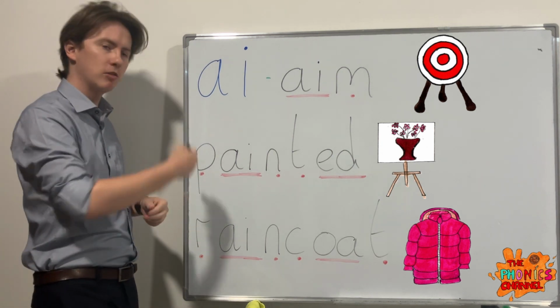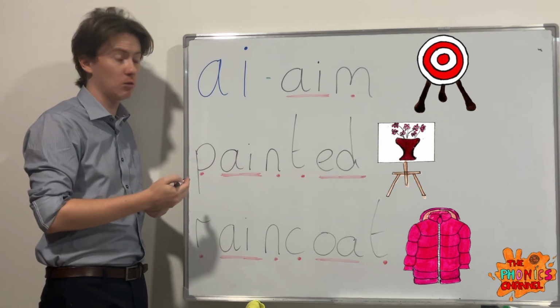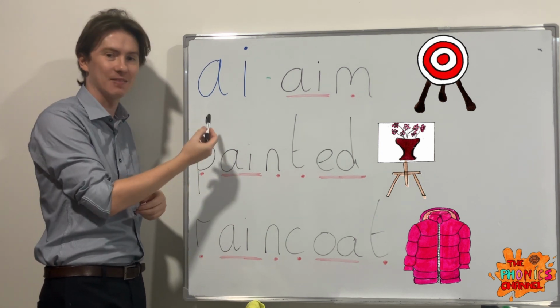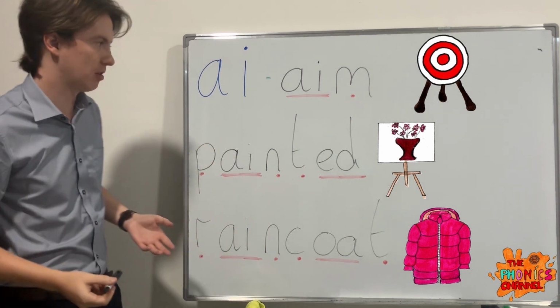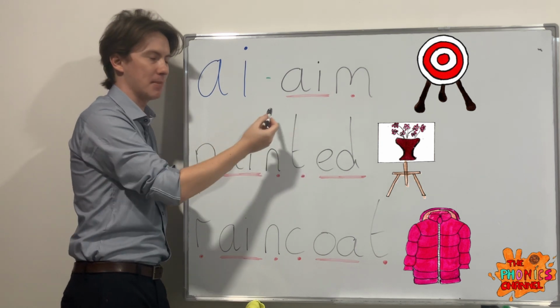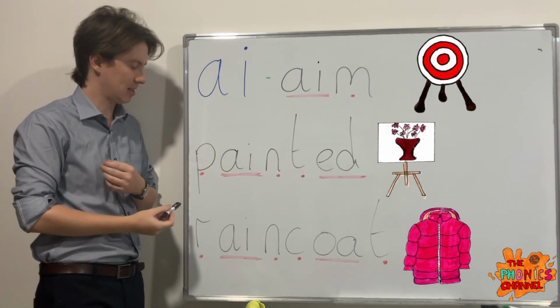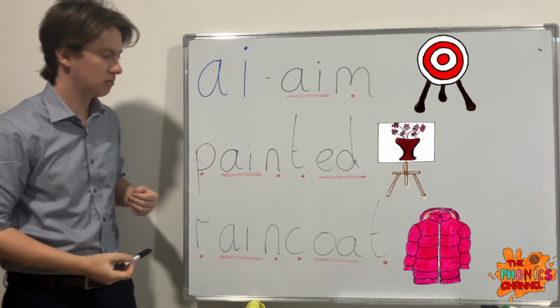Okay, so let's go through them all again together then. First one we have is the sound A. A. Make sure you're saying it with me at home like always. Next one, aim. Now painted. Painted. And raincoat.